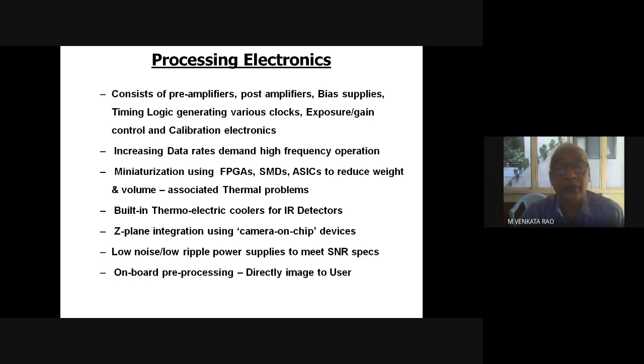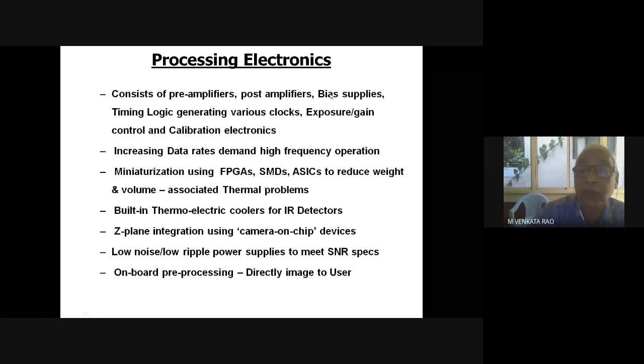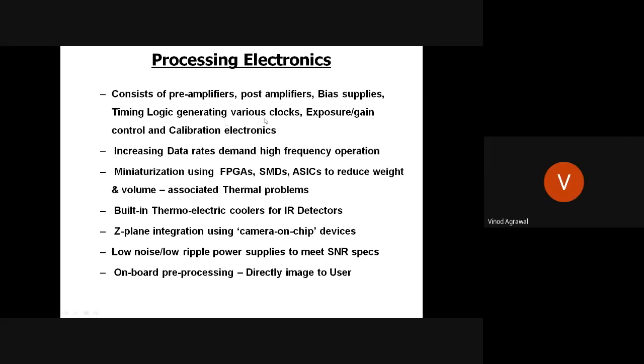Coming to the electronics, processing electronics. Once the signals are generated, even to operate the detectors, it consists of pre-amplifiers, post-amplifiers, bias supplies. Some voltages you have to supply to the detectors. Then timing logic generating.